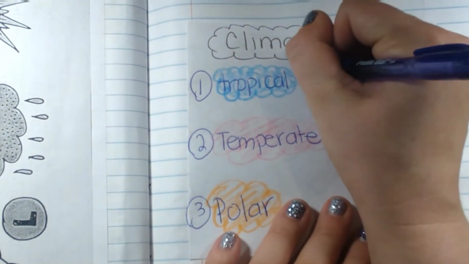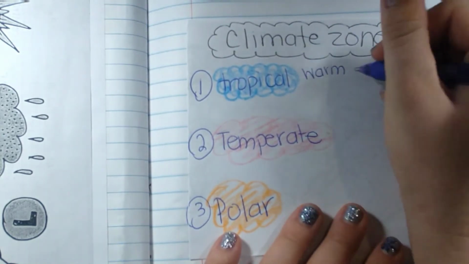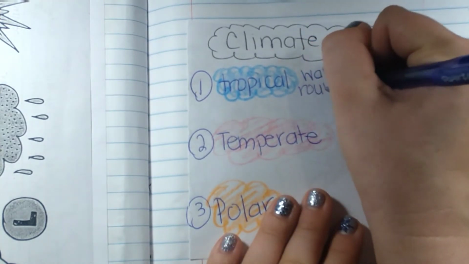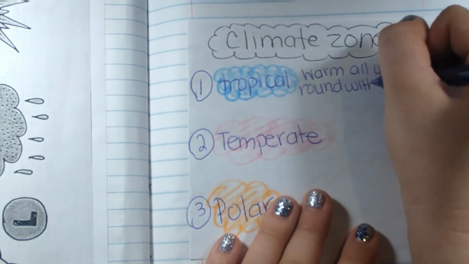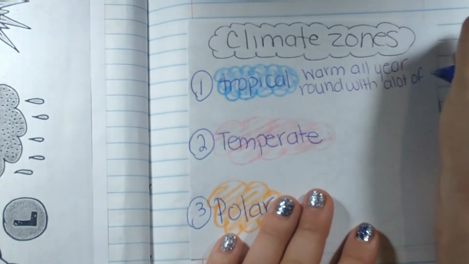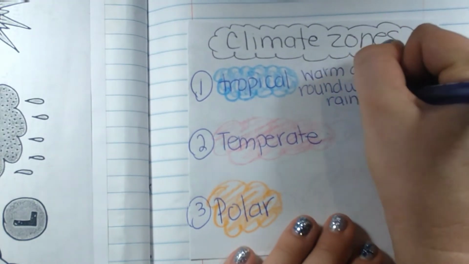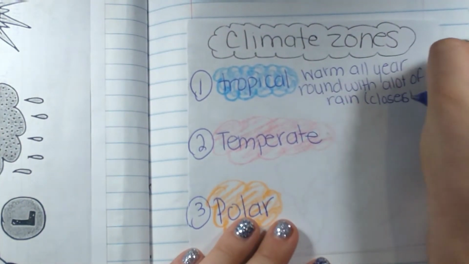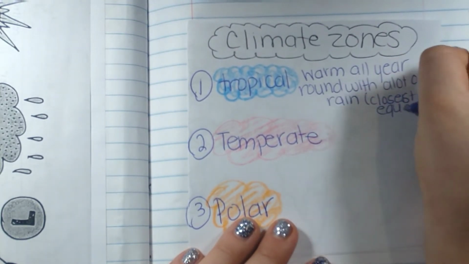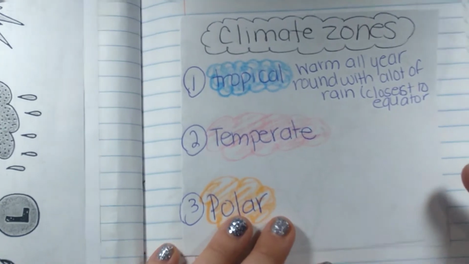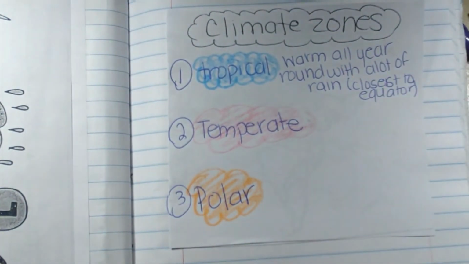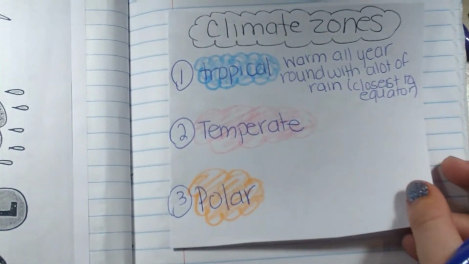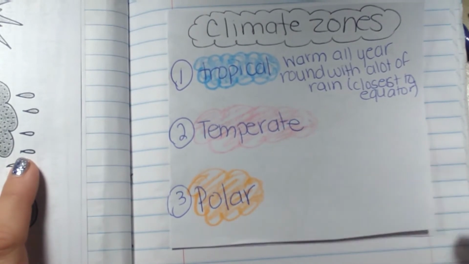So what are these different kinds of climate zones? Now the first one is tropical. This is warm all year round, with lots of rain, because warm temperatures bring rain. This is closer to the equator. It's the closest to the equator, which is the imaginary line that divides the world in half. So you pause it and finish that, and then we will do the map for that.